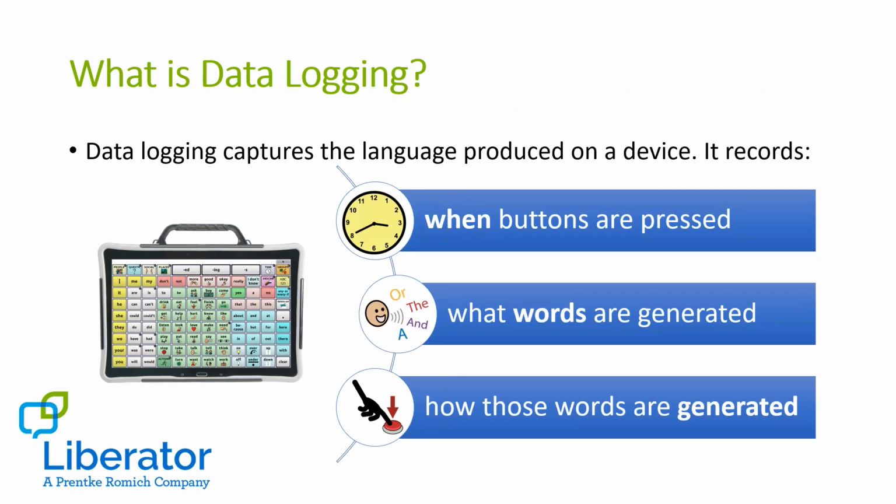What is data logging? As distinct from data visualization. Data logging in relation to AAC devices, which is what we're going to talk about today, is a feature that's available on some devices and apps that captures the language that's produced on that device. And specifically, it captures when the buttons were pressed, what words were generated, and how those words were generated. And so when we have that data, we can then use it to create our data visualizations and have a look at how our clients are going.